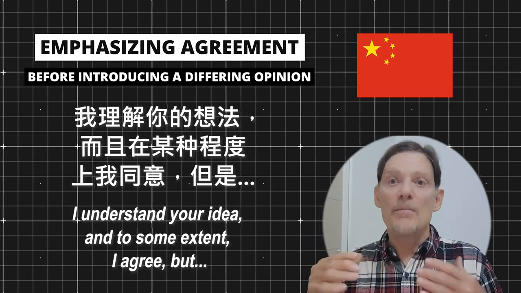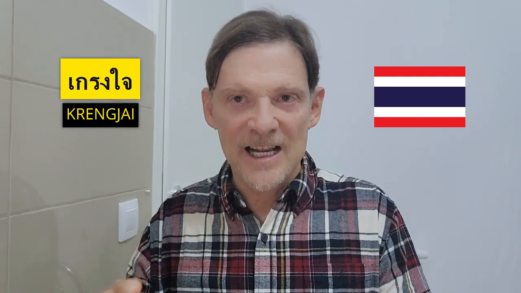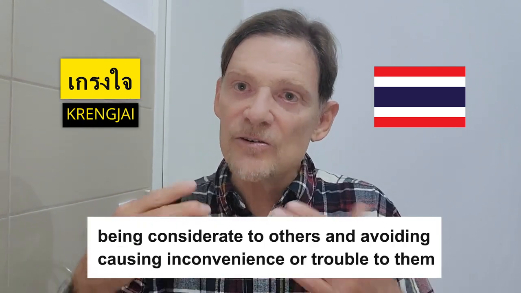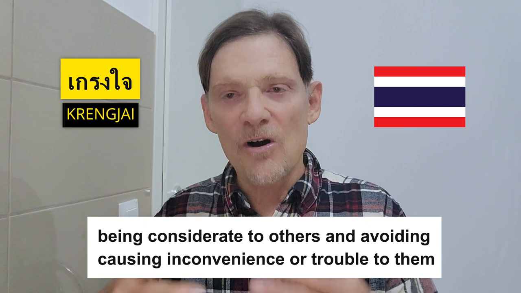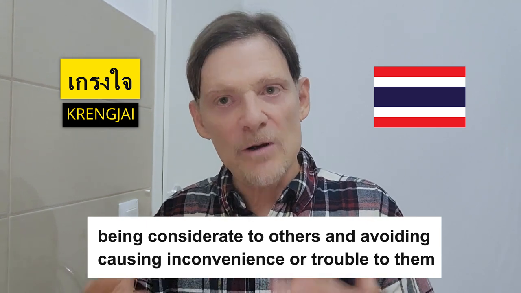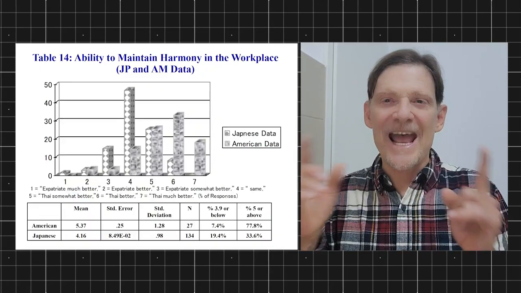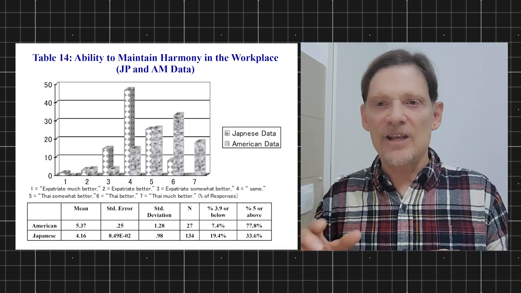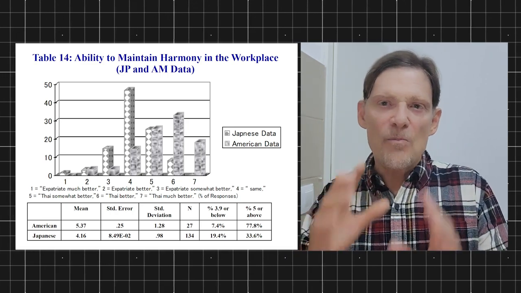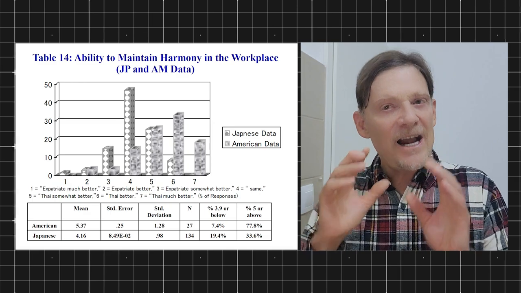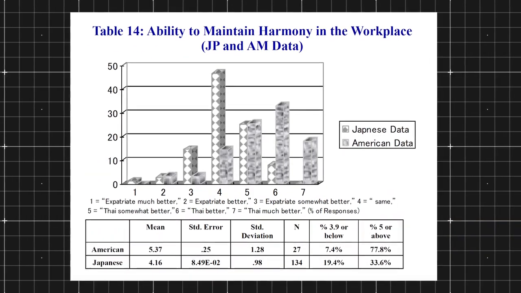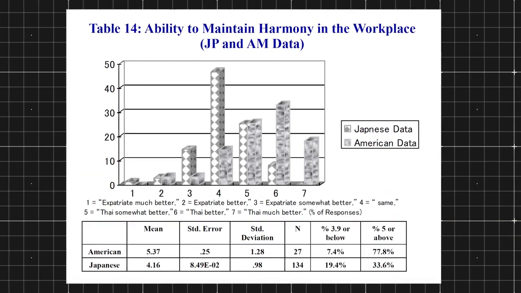To emphasize agreement before introducing a different opinion, you might say, 我理解你的想法，而且在某种程度上，我同意，但是 I understand your idea, and to some extent I agree, but in Thai culture there's a concept of Krengjai, which involves being considerate to others and avoid causing inconvenience or trouble to them. From my experience in actual academic research, I can say that Thai people are more careful to avoid conflict and maintain harmony in the workplace than Japanese are.